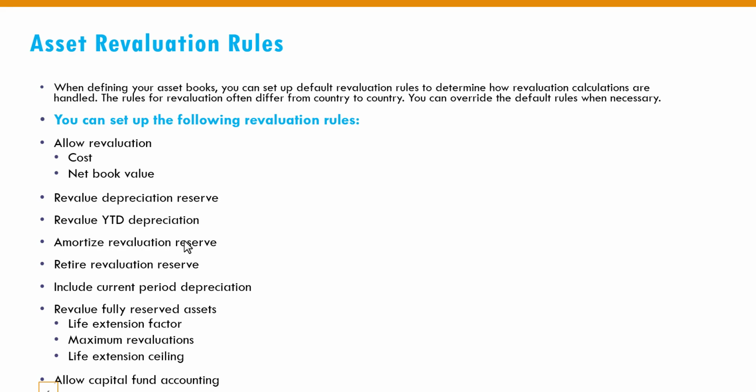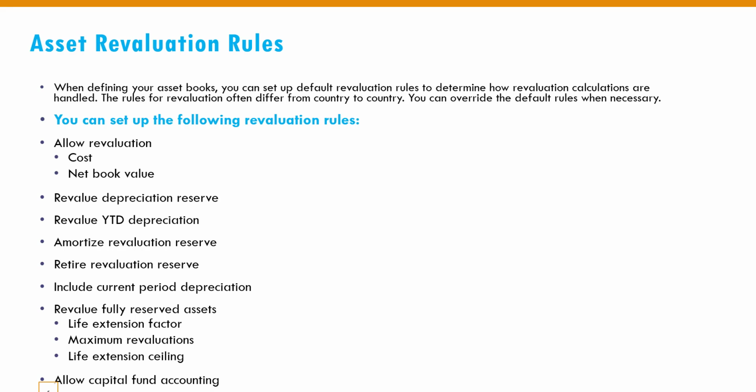Also, I need to mention one note here. Only revaluation, impairment, and retirement transactions can change the revaluation reserve balance. When deciding whether to retire revaluation reserve, you have two options, either yes or no. If you select yes, the effect on revaluation is that Assets retires the revaluation reserve balance when the asset is partially or fully retired, in proportion to the cost retired. If you select no, the revaluation reserve balance remains unchanged.